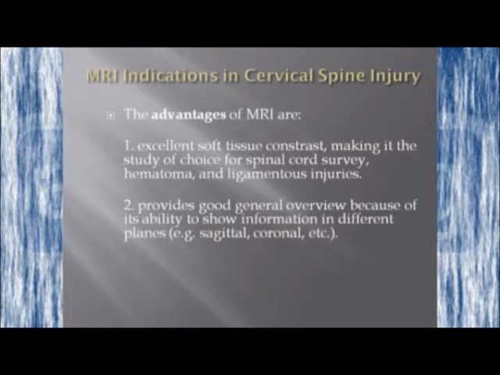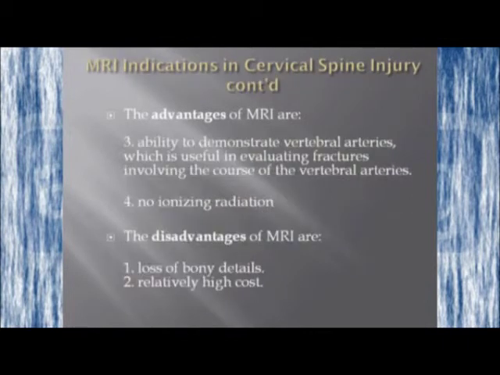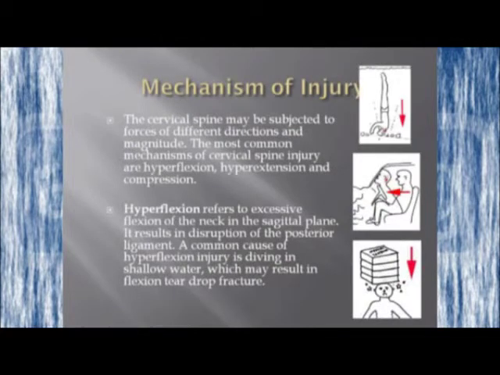MRI again. Vertebral artery we'll talk about a little bit when we're talking about high velocity. Again, you don't like to necessarily cover your patient with radiation, but if they need it, you can't worry about it. And again, the high cost is an issue.